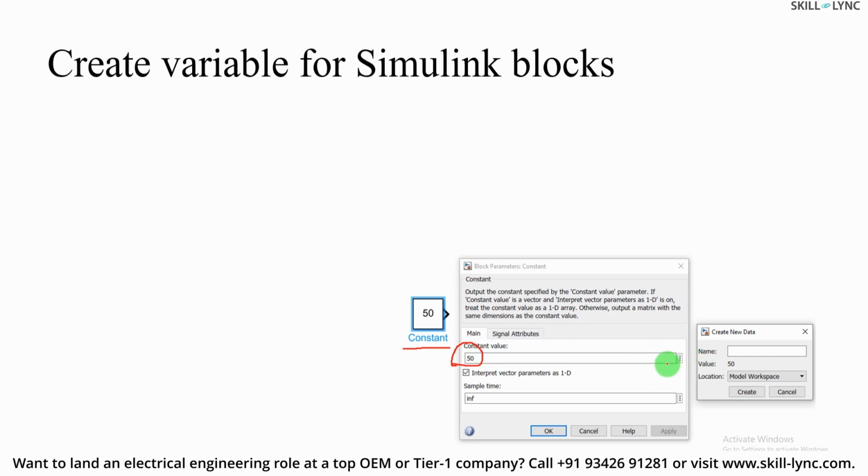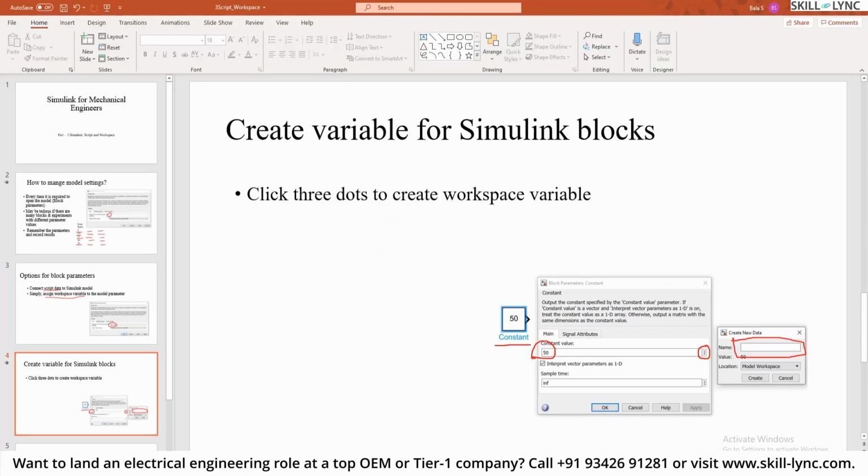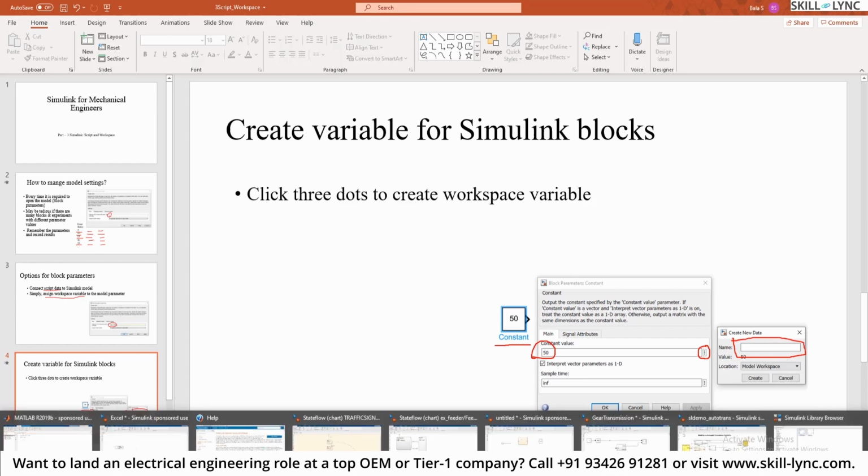So here we have the 3 dots, and if you click on this, you will be able to create new data, and that new data can be created either in the model workspace or the base workspace, and you can assign the name over here, right? So let's do it in the model itself, and let's try to understand what will happen.